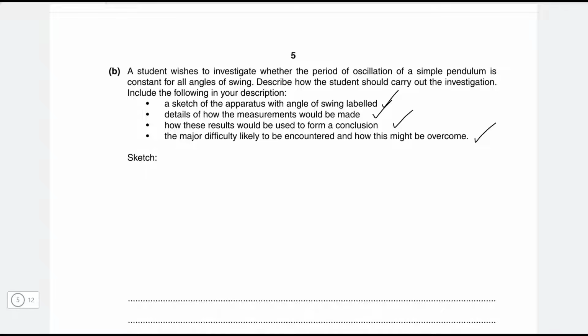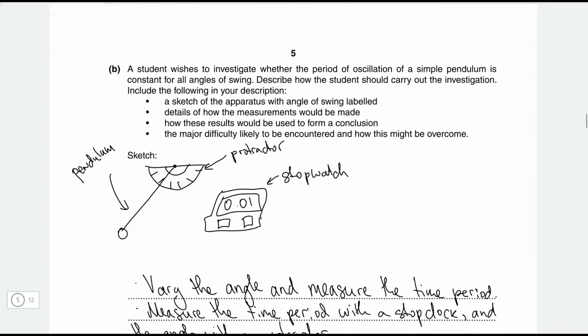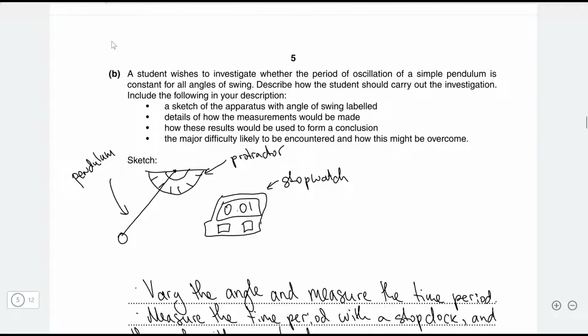Okay, so let's have a look at my answer. Okay, so here are my answers. First off, we have a labelled diagram. It's a relatively simple one. We have just a simple sketch with our pendulum, which is pinned against a protractor, and we can actually measure the angle using the protractor. I've also included a little artistic diagram of a stopwatch.